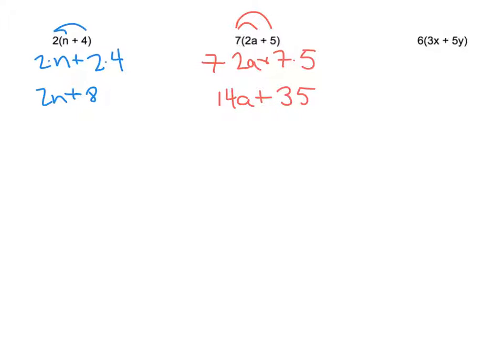And last but not least, 6 multiplied by 3x and by 5y gives us 6 times 3x plus 6 times 5y. 6 times 3 is 18, so that'll be 18x's plus 6 times 5, which is 30, so that's 30y's.